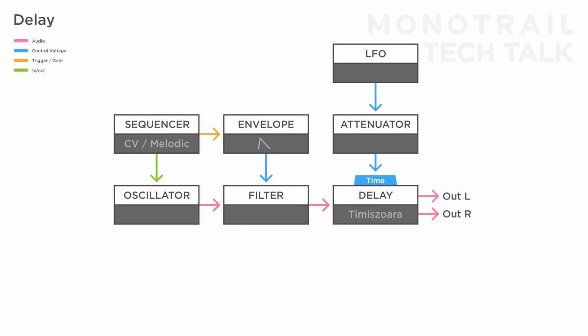An attenuated LFO is used to modulate the delay time, and another looping envelope used as a unipolar LFO is modulating the feedback.